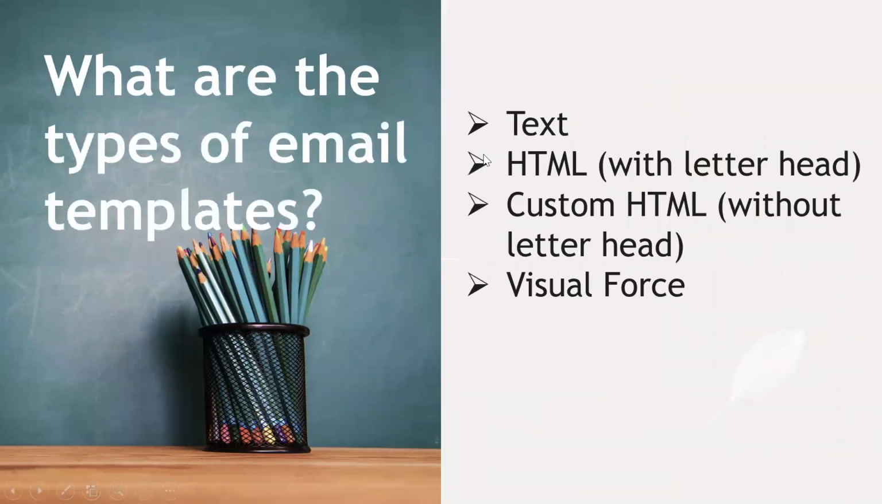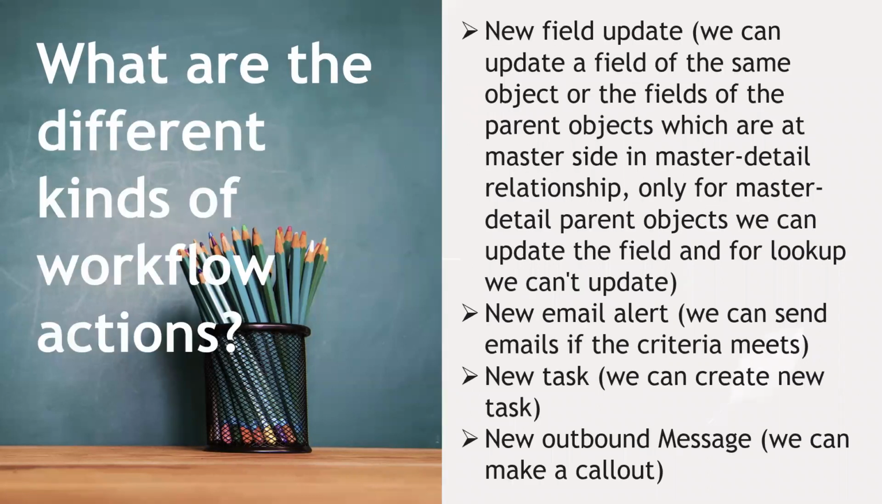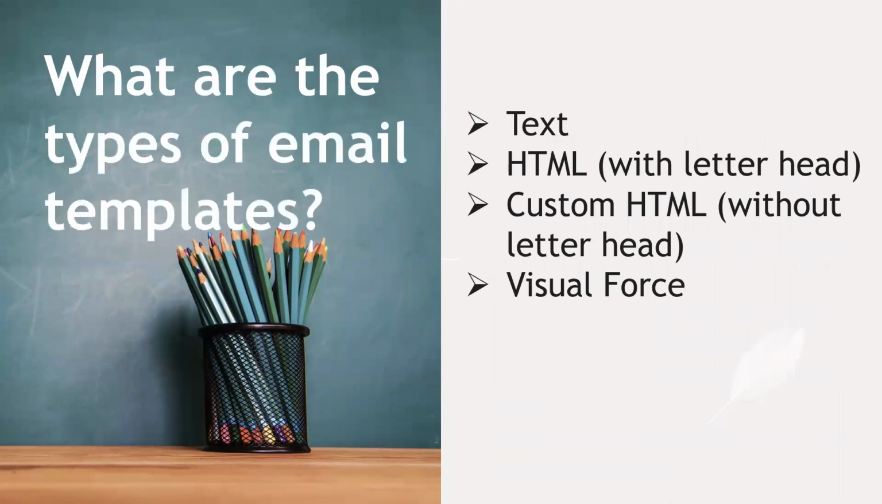So what are the types of email alerts? Earlier we saw that email alert is one of the actions. In that action, how are we going to create the templates, and what are the types of templates? You can create an HTML template, a text template, a custom HTML template without letterhead, and a Visualforce template. These are the four templates available in Salesforce. You can create different styles for these templates. We discussed this in classes, right? So these are the templates.